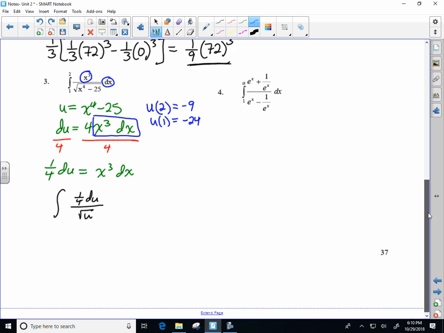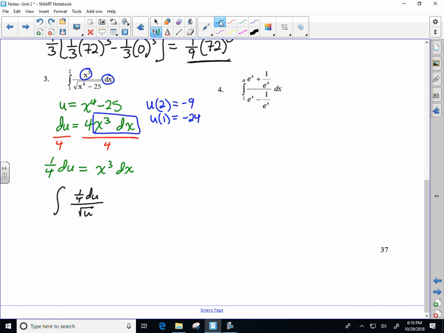I'm going to clean up my integral and make it 1/4 u to the -1/2 du. And that's going from -24 to -9. All right, if we're doing this using an analytic approach, I don't have high hopes that my final answer is going to be something that's nice and neat, but yeah, we'll see.